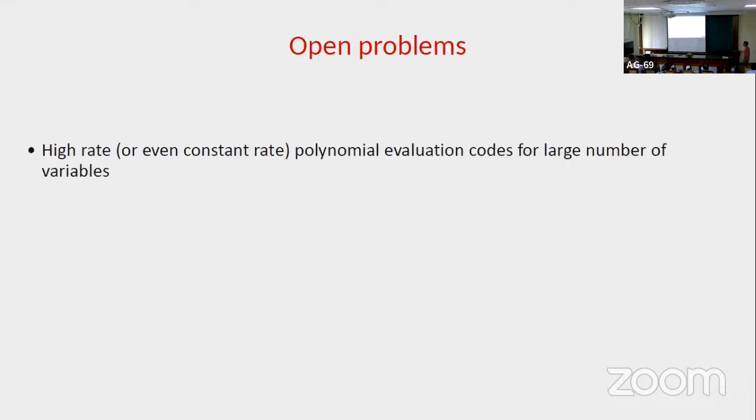Okay, so let me start with some open problems. One thing that would be nice to do is to construct high rate codes, or even constant rate polynomial evaluation codes, when the number of variables is growing. We don't know how to. When the number of variables grows, everything that we do seems to break down. What we have is a unique decoding algorithm for gap codes. We don't have an efficient list decoding algorithm. There are some technical issues here, but I think it'd be nice to understand anyway.